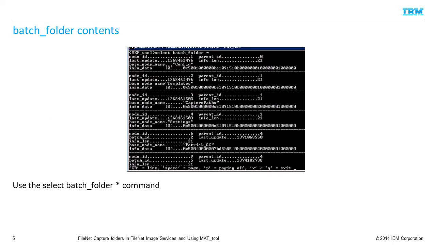Slide 5. By running the MKF tool command select batch folder star, the star or asterisk is used to display every record in the table. In this screen, it lists one entry for every folder. In this example, the first 6 records of the table appear. Note the names of the default folders that are created by FileNet Capture, such as config, templates, and settings. They are listed along with various user-created folders.